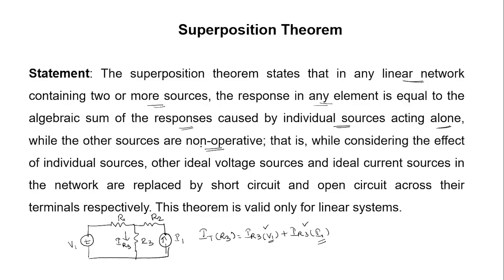While considering the effect of the individual sources, the other ideal sources, either the voltage source or the current source, should be made 0. That is, the voltage source should be replaced by a short circuit and the current source should be replaced by an open circuit. This theorem is valid only for linear systems. Linear systems means the output is always proportional to the input.